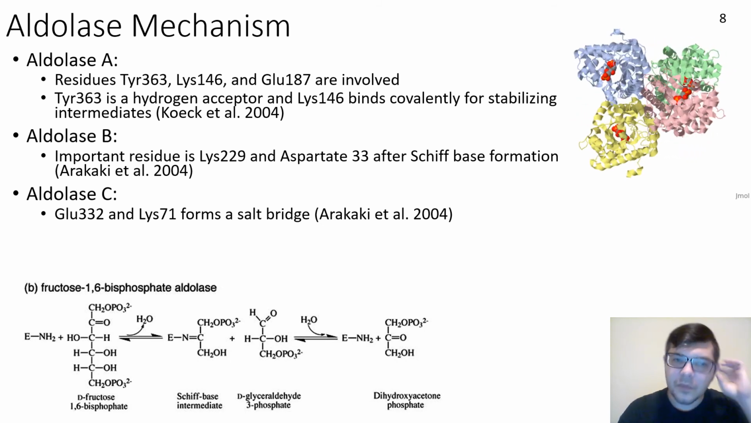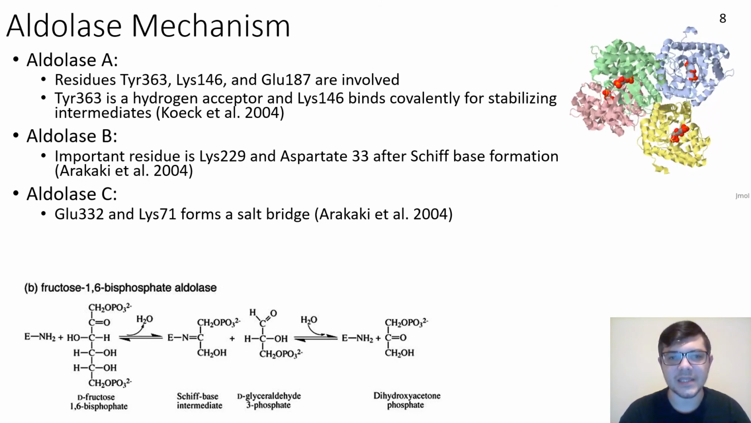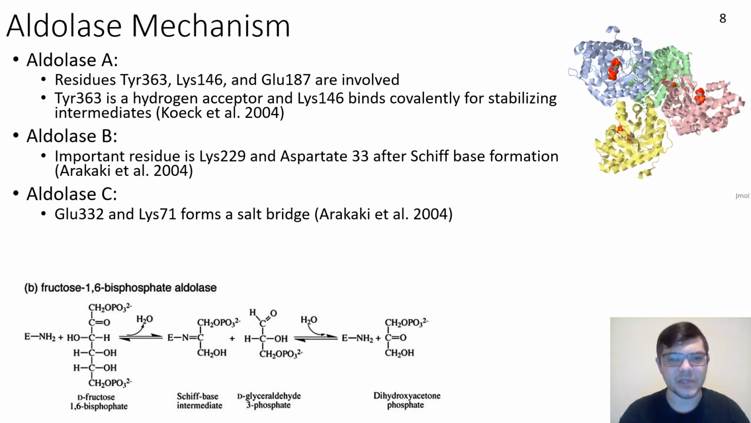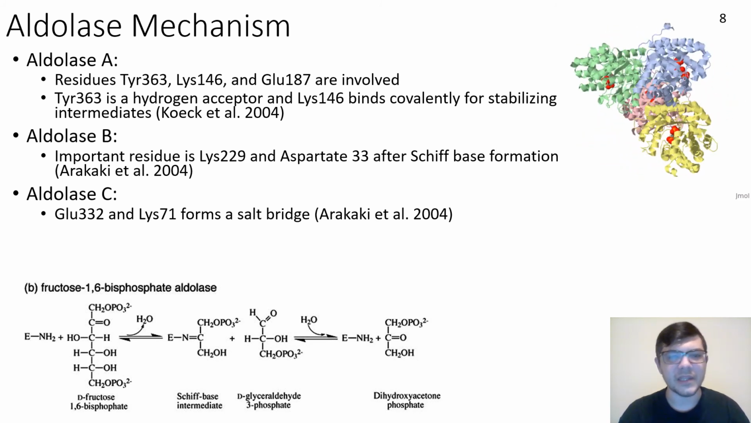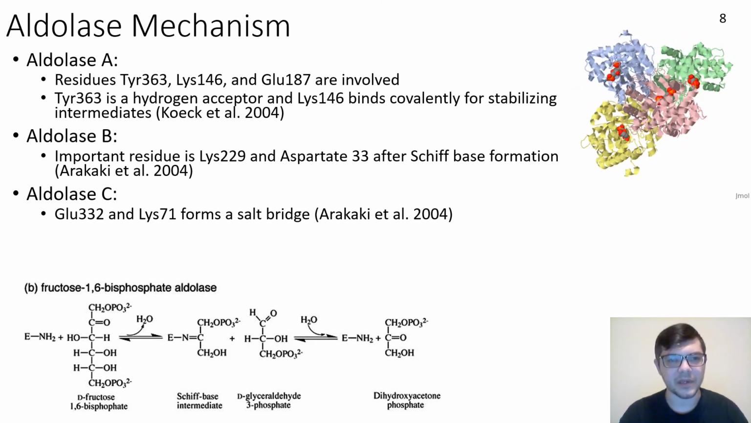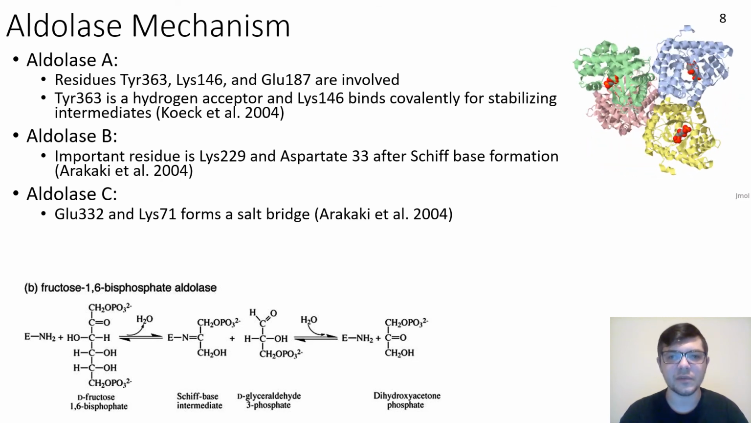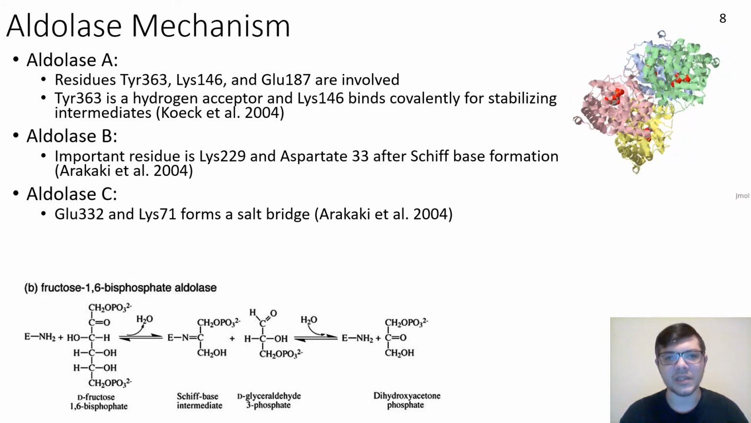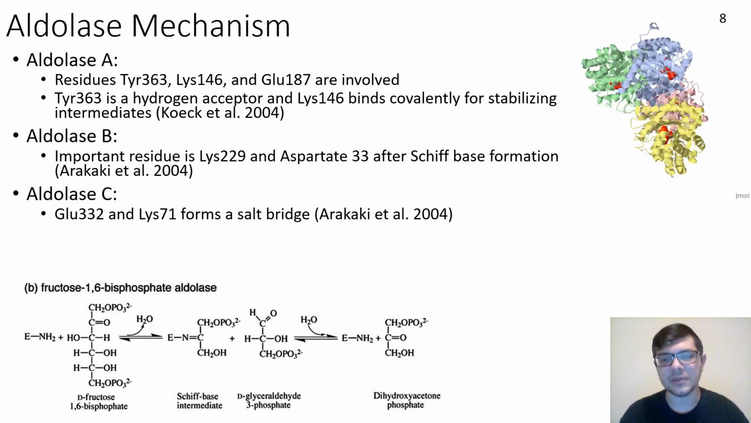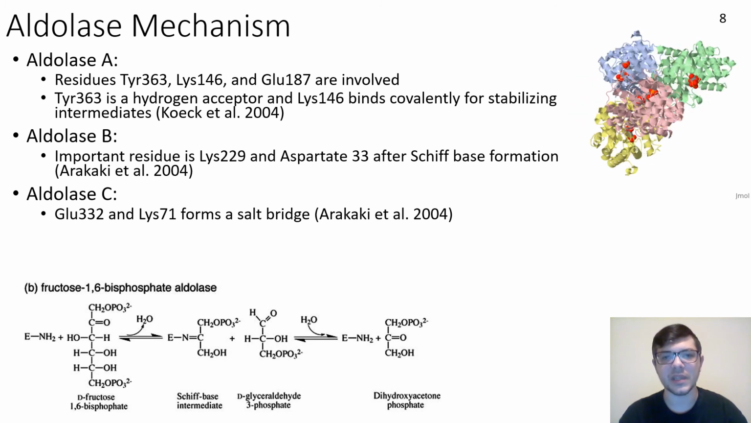what these all really require is the lysine. The lysine residues are the very important parts, and I'll talk about that picture on the bottom in a second. But in Aldolase A, some of the important residues that are involved with it are tyrosine 363, lysine 146, and glutamate 187. So tyrosine 363 is a hydrogen acceptor, and lysine 146 binds covalently for stabilizing intermediates.